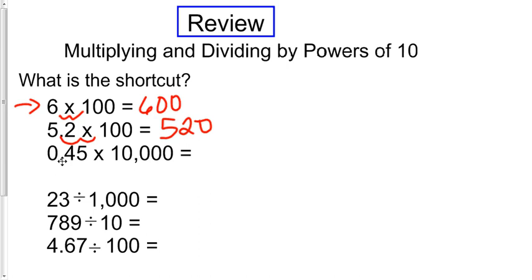If I take 45 hundredths, I want to move that decimal point 1, 2, 3, 4 times to the right. So my answer is going to be 4,500.